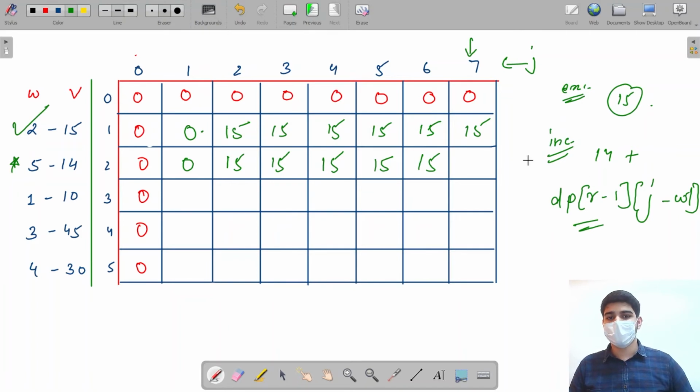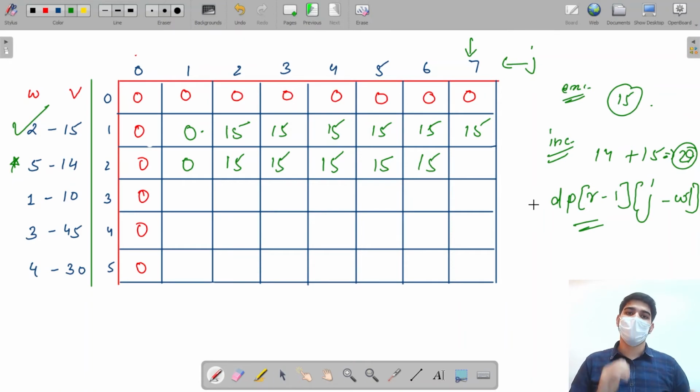So if we see j minus wt, which is 7 minus 5, which is 2, and the previous row, it's 15. So 14 plus 15 over here, right? Which is 29. That means at 7, I can include myself, and after inclusion 2, I can make a maximum value of 15, right? So if I include myself, I would get 29 value. If I exclude myself, I can make a maximum of 15 value, right? Of course, inclusion wins in this case. So I would include myself finally, which is 29 value, right? So we have processed these two items, right?